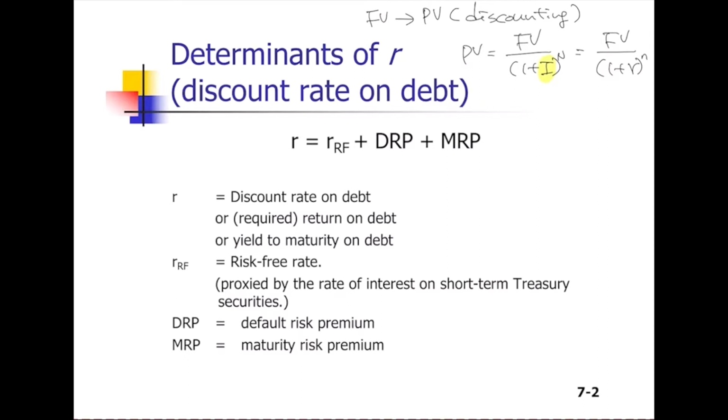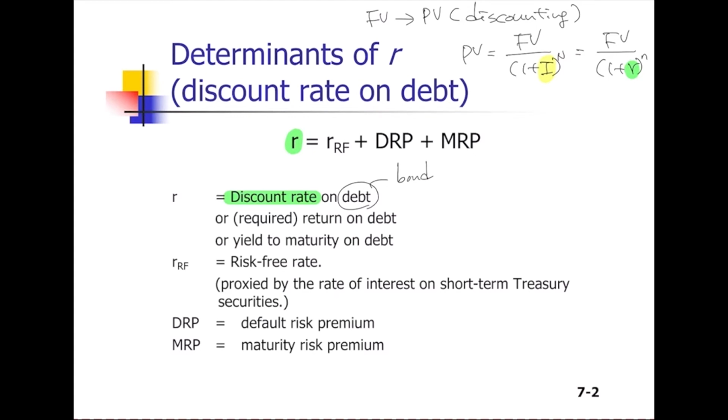And this R is the same as this. So we call this the discount rate on debt. Debt, we also call a bond. So we can say discount rate on bond. In Korean, 채권 할인율.